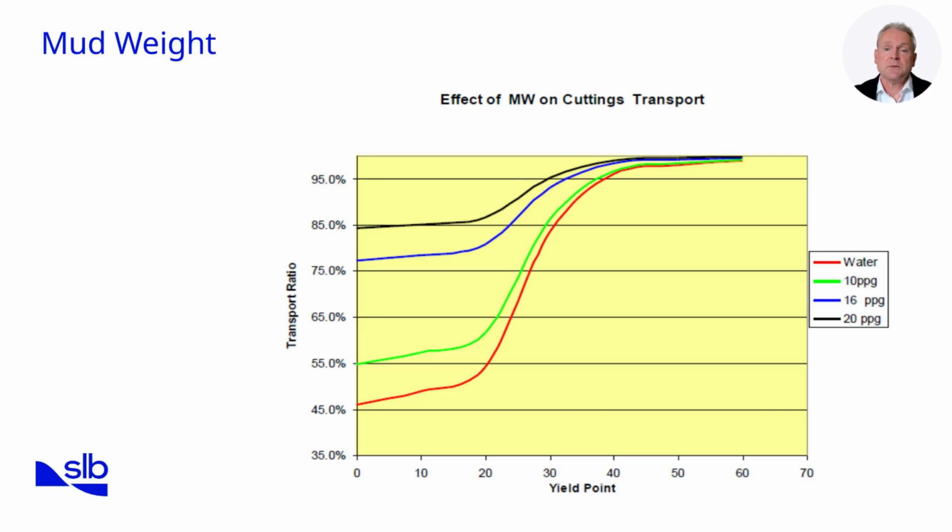Mud weight must be optimized in combination with annular velocity and rheology. While higher mud weight can improve suspension, it is not a substitute for sufficient flow velocity. In directional wells, annular velocity remains the dominant factor, while mud weight plays a supportive role.